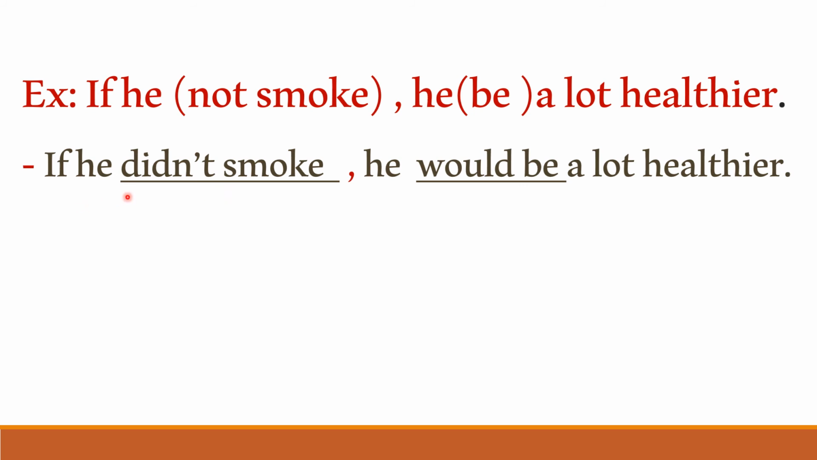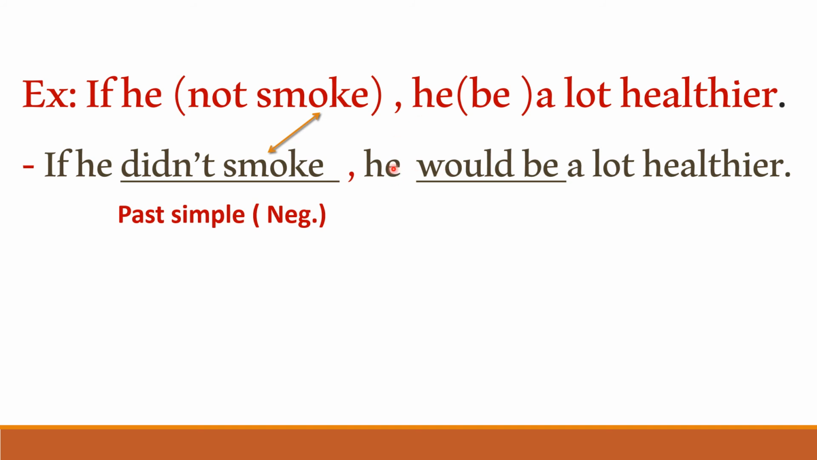So if he didn't smoke, this is the past simple in the negative. If we find not and the past simple, we bring the auxiliary verb did, then put not, then after did we have the infinitive smoke. If he didn't smoke, we put a comma.